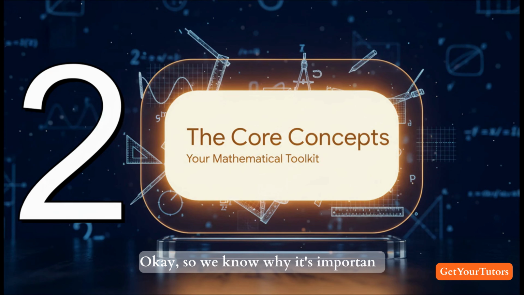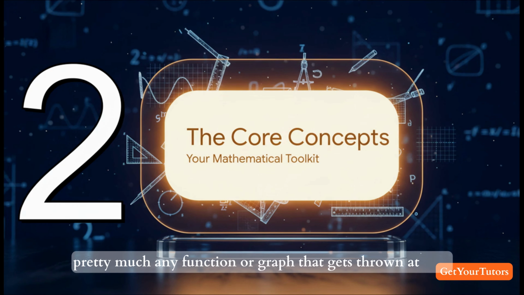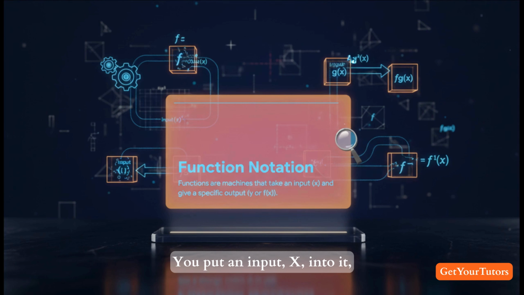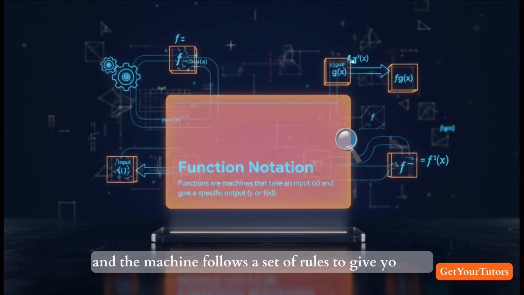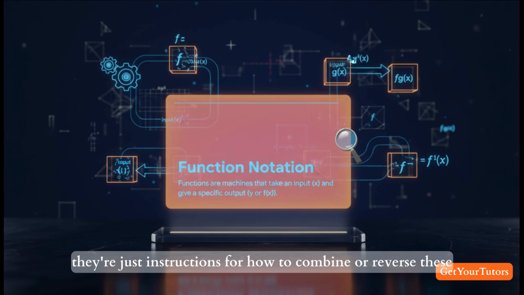Okay, so we know why it's important. Now let's start building our mathematical toolkit. In this section, we're going to unpack the essential tools you'll need to analyze pretty much any function or graph that gets thrown at you. First tool in the box, function notation. Now, it can look a little intimidating, but it's really just a very precise language. Think of a function like a machine. You put an input x into it, and the machine follows a set of rules to give you one single output y. And all those other notations, like fg of x or f inverse of x, they're just instructions for how to combine or reverse these machines.